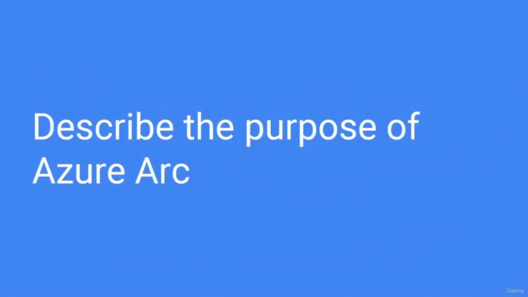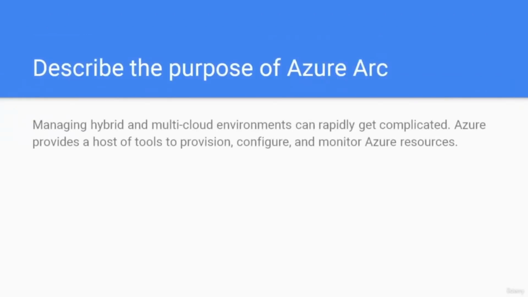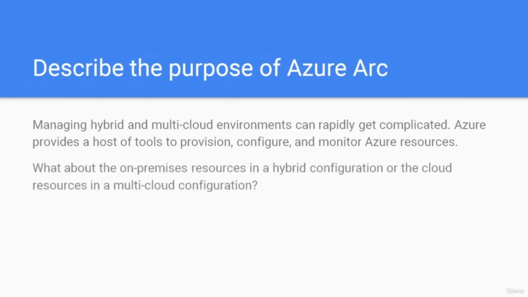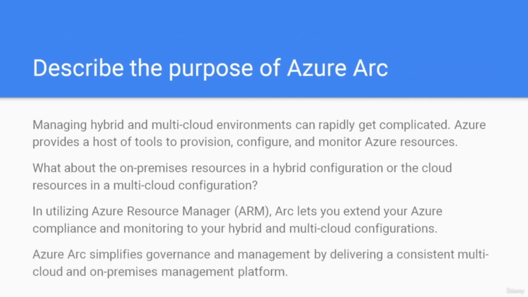Thanks for watching. Describe the purpose of Azure Arc. Managing hybrid and multi-cloud environments can rapidly get complicated. Azure provides a host of tools to provision, configure, and monitor Azure resources. So what about the on-premises resources in a hybrid configuration, or the cloud resources in a multi-cloud configuration? By utilizing Azure Resource Manager (ARM), Arc lets you extend your Azure compliance and monitoring to your hybrid and multi-cloud configuration. So Azure Arc simplifies governance and management by delivering a consistent multi-cloud and on-premises management platform.